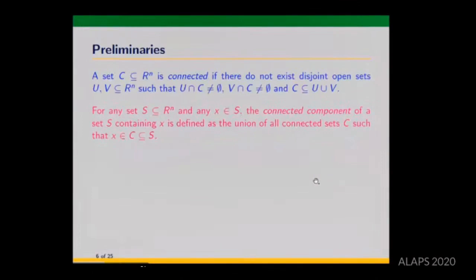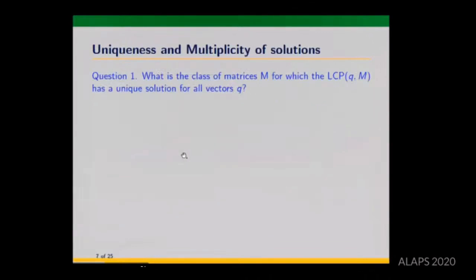We'll also need this terminology. A set C is connected if there do not exist disjoint open sets U and V such that U intersection C is not equal to phi and V intersection C is not equal to phi, and C is contained in U union V. Now, for any set S contained in Rn and any x belonging to S, the connected component of a set S containing x is defined as the union of all connected sets C such that x belongs to C contained in S.